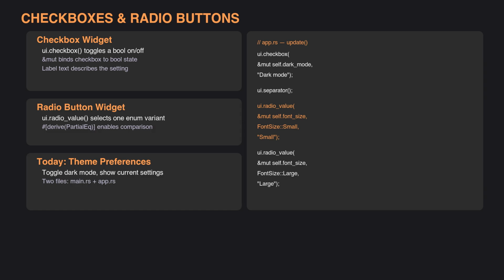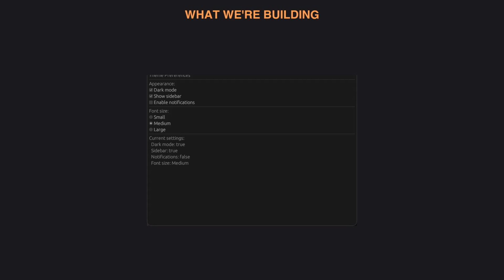Radio buttons select one option from a group. Enums define the available choices. PartialEq compares them. The form displays current settings live. Here is what we are building today.